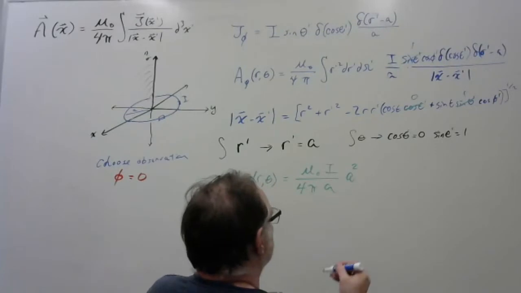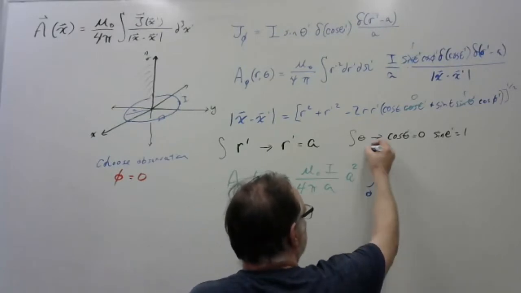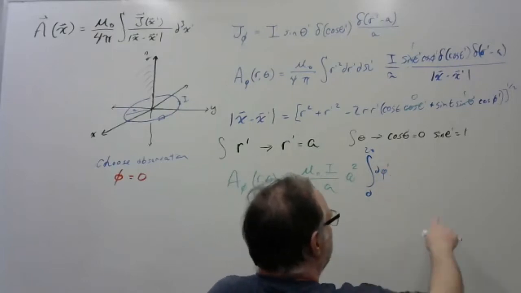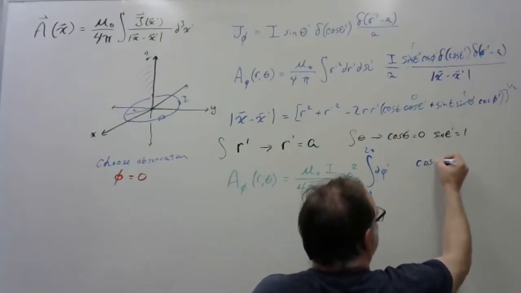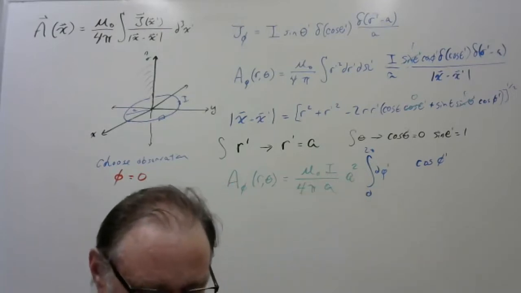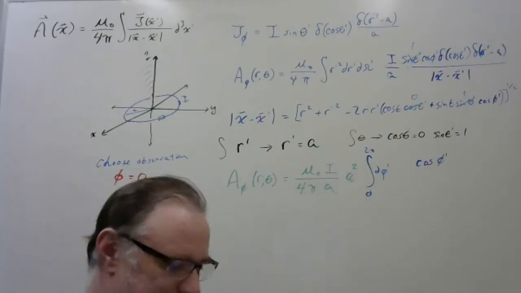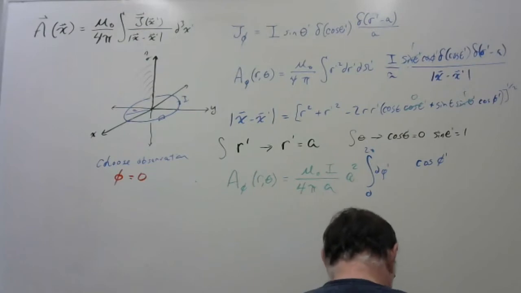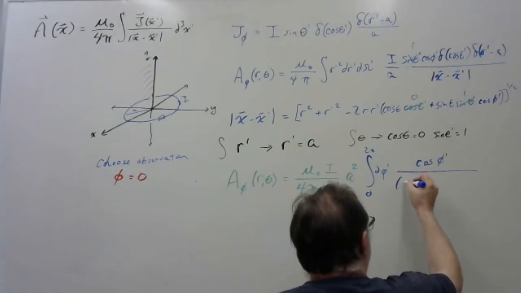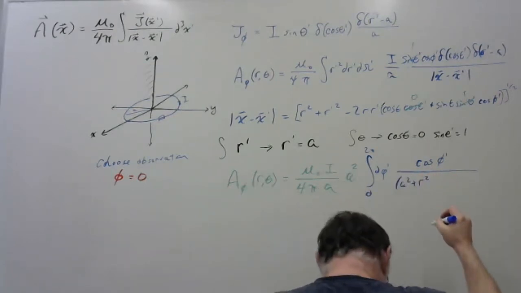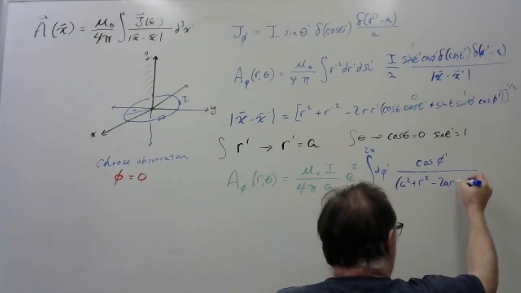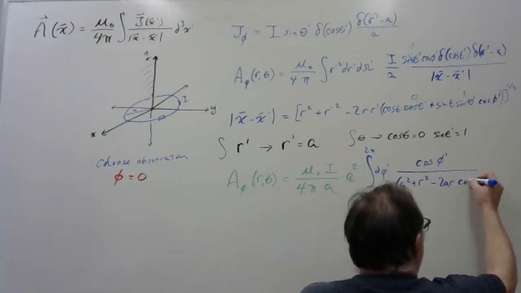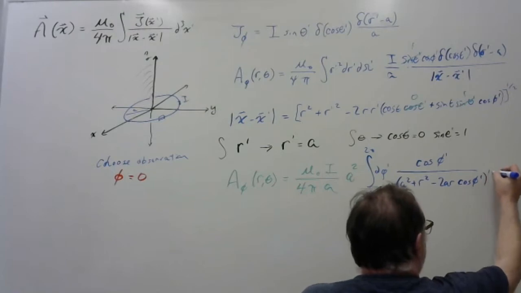So my integral, I've essentially done the first two integrals, so I just have 0 to 2 pi d phi prime. And then over here, I have cosine of phi prime divided by a squared plus r squared minus 2ar cosine of phi prime, to the 1/2 power.